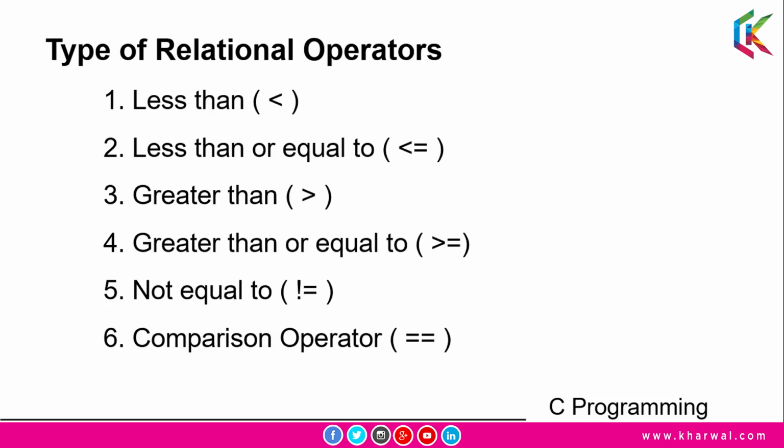Guys, the first relational operator is less than and it is represented by this sign, and the second relational operator is less than or equal to and it is represented by this sign, and the next relational operator is greater than and it is represented by this sign, and the next relational operator is greater than or equal to and that is represented by this sign, and the next relational operator is not equal to and this is represented by this sign, and the last relational operator is the comparison operator that is represented by the double equals to sign. Now guys, let's go ahead and discuss these relational operators in detail.